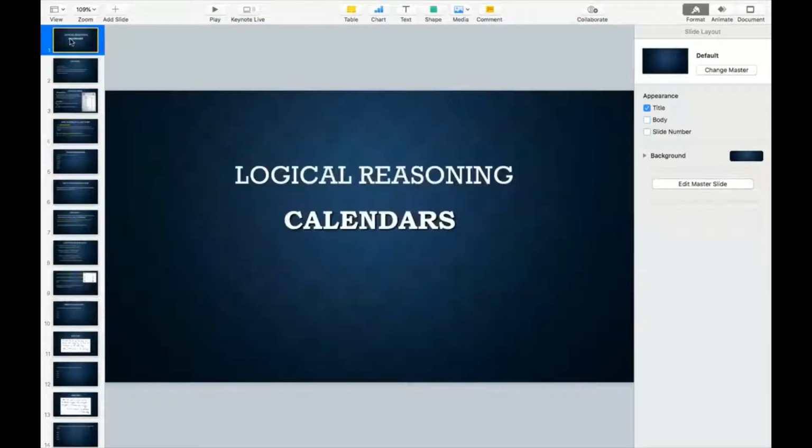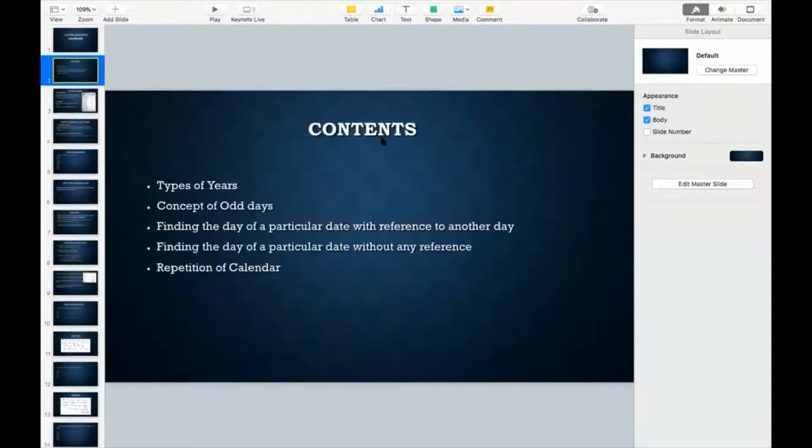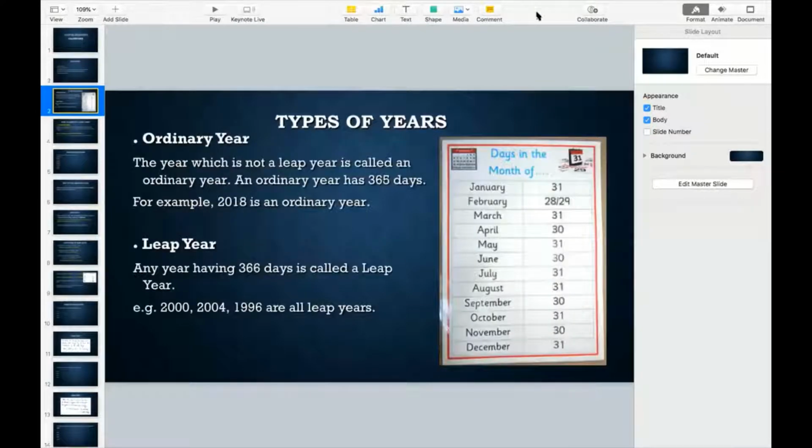See, this was the first slide. This was the second slide. The second slide had only contents. What are the contents? Types of years, concept of odd days, finding the day of a particular date with reference to another day or without any reference, and lastly, repetition of calendar. So this was the actual first PPT. I started from this part only.